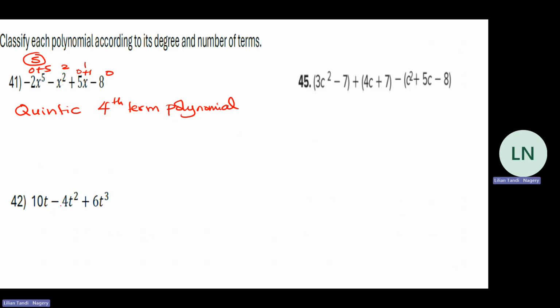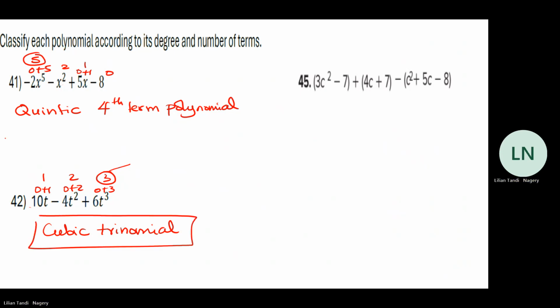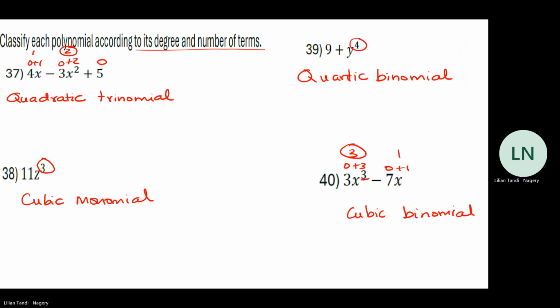Okay, let's do this one. So here is 0 plus 1 is 1. 0 plus 2 is 2. 0 plus 3 is 3. So this is a cubic. And it is also a trinomial. Cubic because the highest degree is 3. Trinomial because it has 3 terms. Box your answer. Okay? That's the answer to that part.